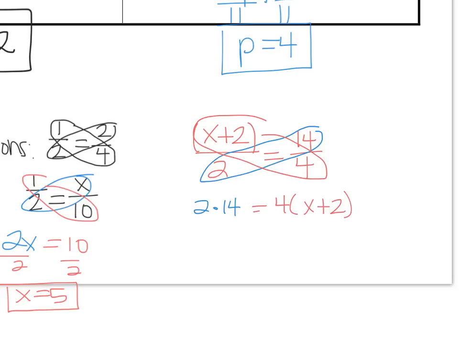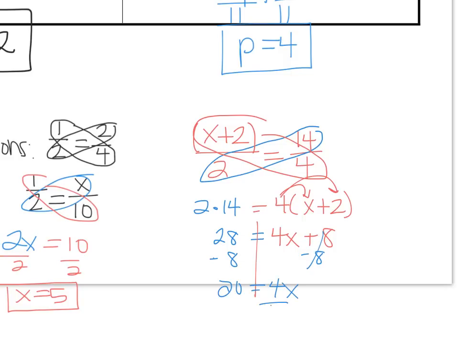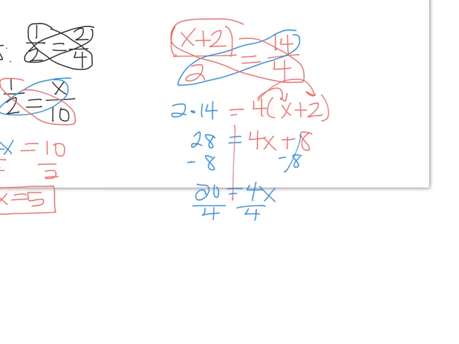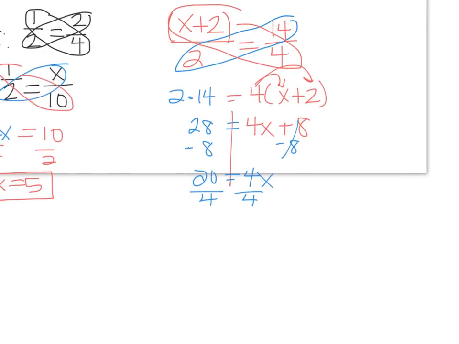And then we can use our properties for solving multi-step equations. Simplify, or get rid of parentheses and simplify. 2 times 14 is 28. 4 times the quantity x plus 2 is 4x plus 8. And then just solve your equation. Subtract 8 from each side, and we get 20 equals 4x. Divide by 4, and we get 5 equals x.